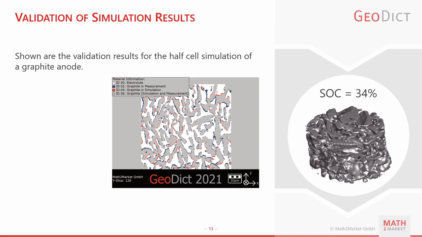A comparison of a slice of the structure for 60% state of charge is shown on the left. Voxels with the same material in the measurement and the simulation are shown in white for electrolyte and in gray for graphite. Voxels that are labeled differently in the simulation and the measurement are shown in blue and red, respectively. These differences are caused mainly by the fact that the simulation results shown are for isotropic expansion. Due to the orientation of the graphite flakes, the real expansion is anisotropic. This is observed in the measurement. This anisotropic expansion of graphite will be simulated as a next step in the project.